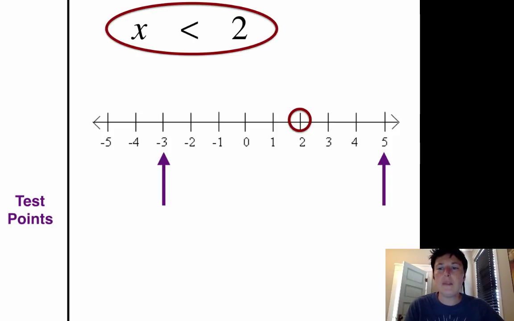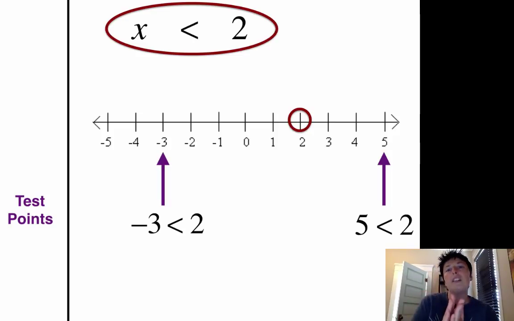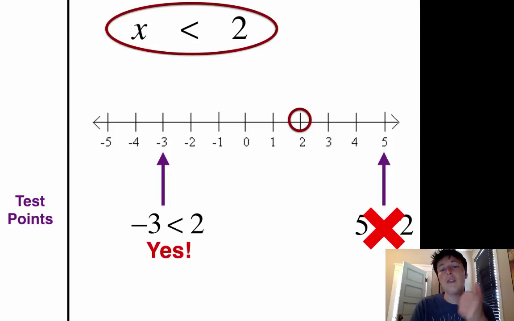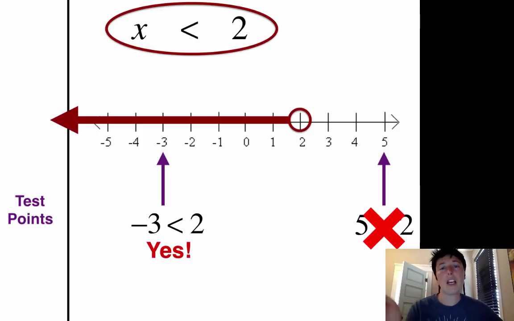And when you test them, we have to think about, is 5 less than 2? And is negative 3 less than 2? I know 5 is not less than 2, but negative 3 is. So negative 3 passes, but the 5 did not. So I'm going to be shading off to the left. I'm going to use my pencil or colored pencil or a highlighter to shade that number line. I'm going to put a big arrow on the end because it's going to keep going on forever and ever. And then the only thing remaining is testing the point that's circled itself.